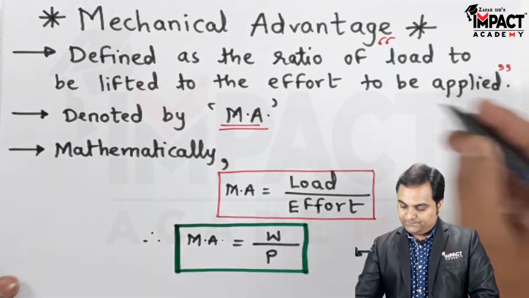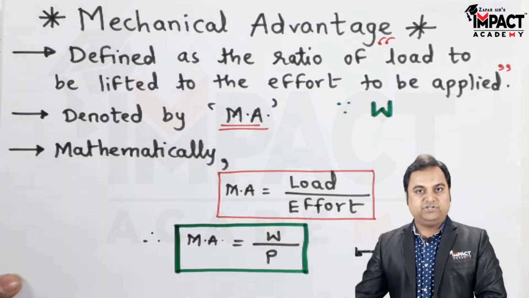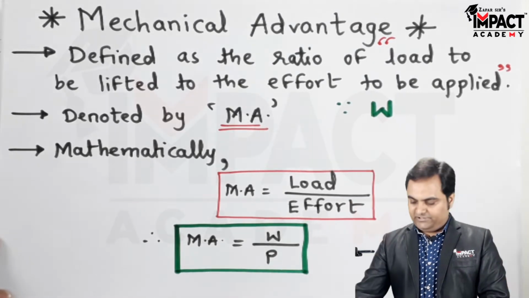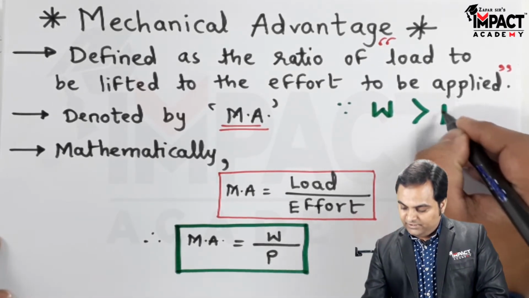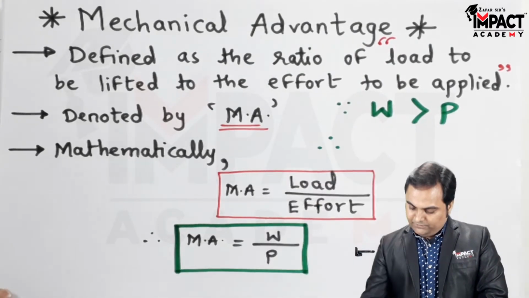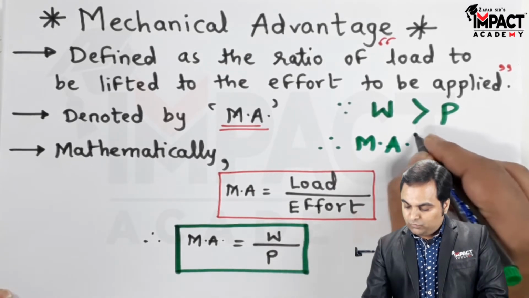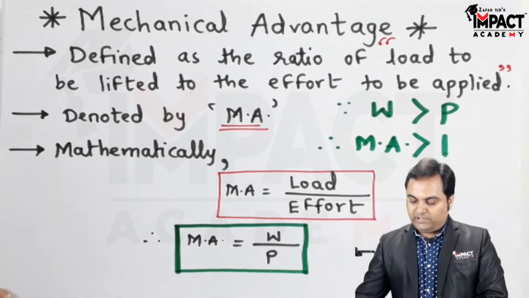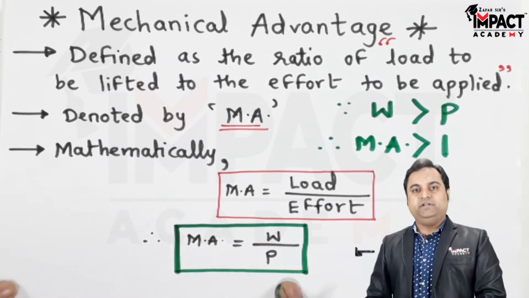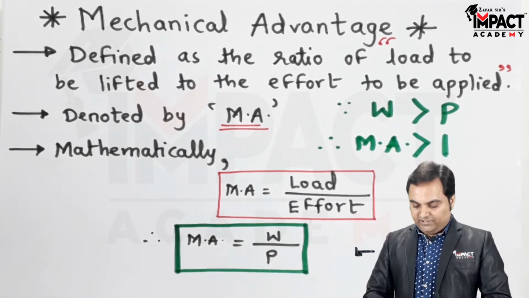And since the amount of load to be lifted in a simple machine is considerably greater than the effort which we are applying, it means that the mechanical advantage would always be greater than 1, as load is always greater than effort, and in case of simple machines the answer would be greater than 1.